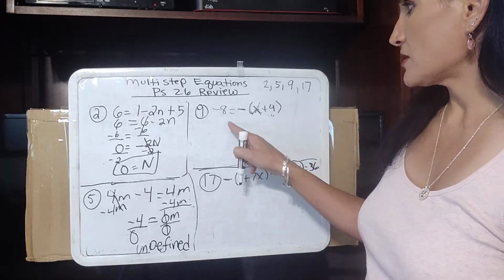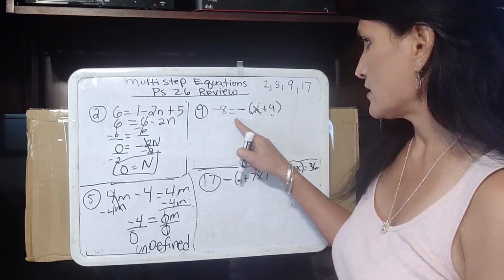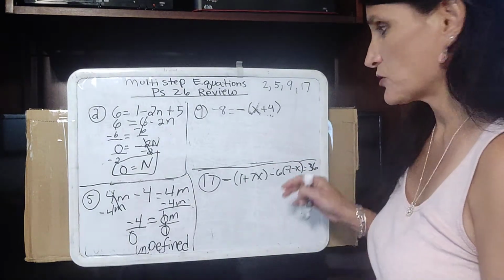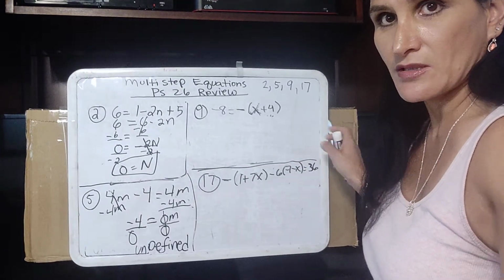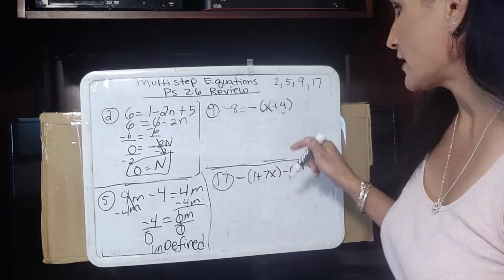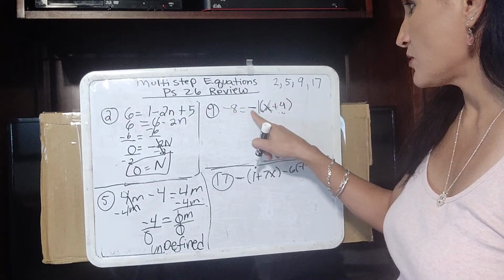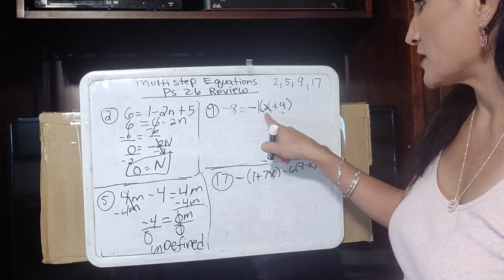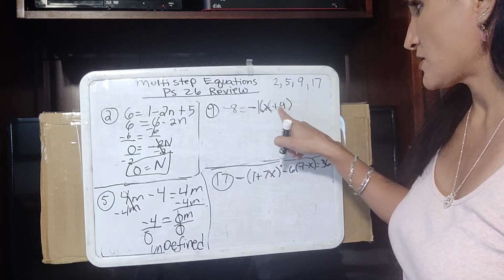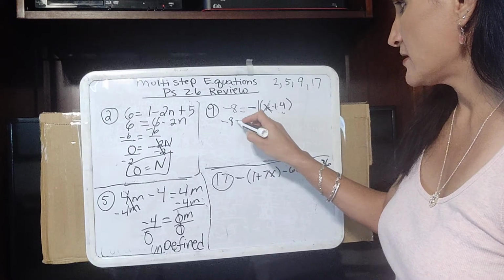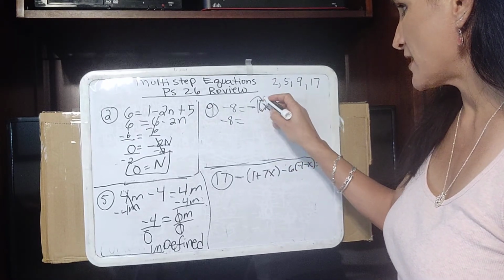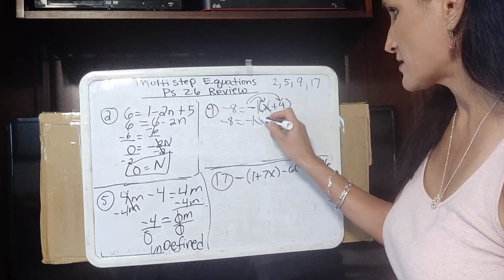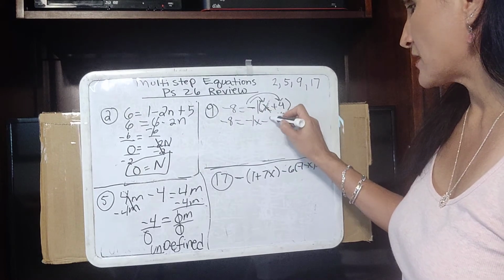Okay, so moving on to number 9, you see that there is a negative 8 equals negative parentheses x plus 4. Now here is where you're going to use the distributive property. Okay, so we're going to add a 1, so that creates a coefficient. Remember that anything next to parentheses means multiply, so we're going to multiply negative 1 times x and negative 1 times positive 4. So we're going to say negative 8 equals negative 1 times x and negative 1 times 4. So the first term is going to be negative 1x and then negative 4 on the second term.